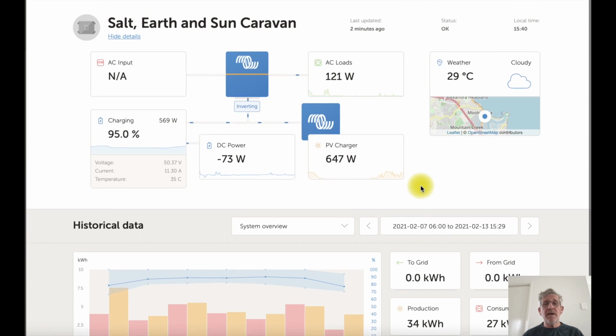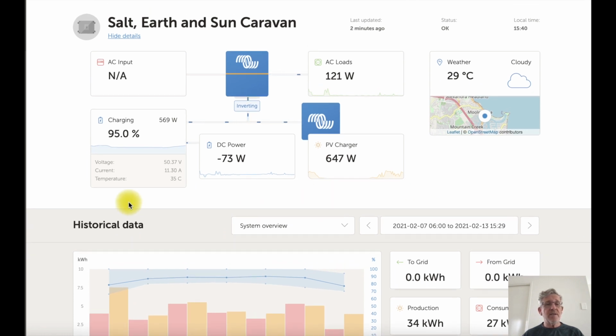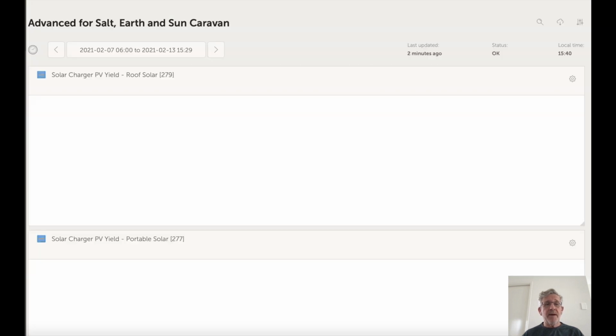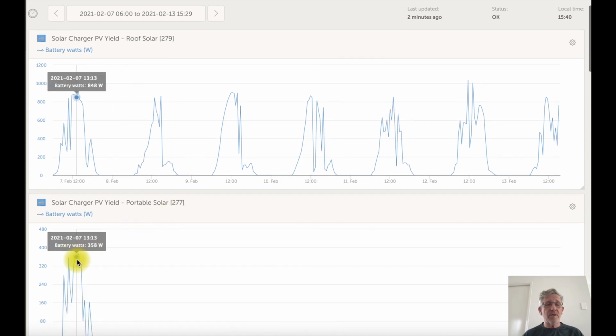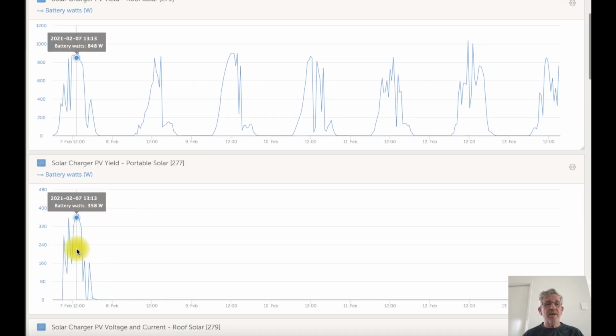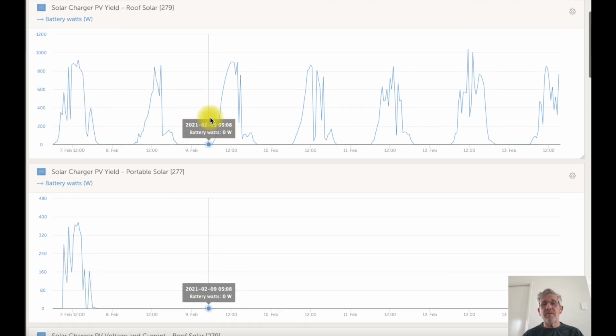And let's have a look at why the solar that we install on these vans is so successful and how they operate. So we're going to open up our advanced display here. Again, we're looking back in time. This curve here is the solar on the roof, and the one below there is the portable solar. So you use the portable solar once, and the rest of the time it's coming off the roof.